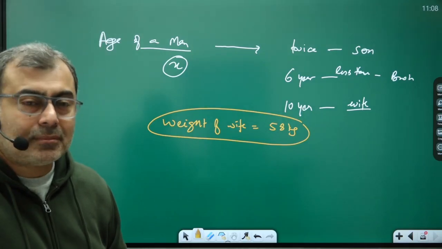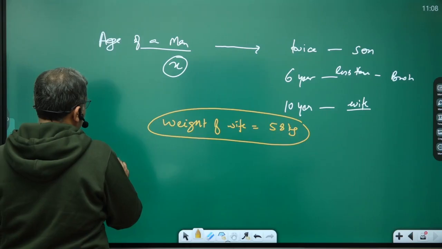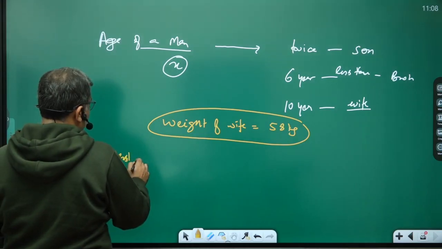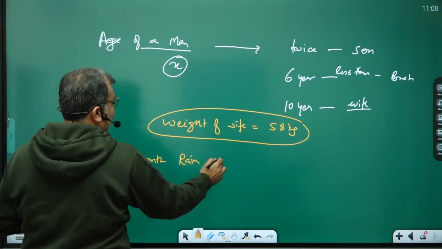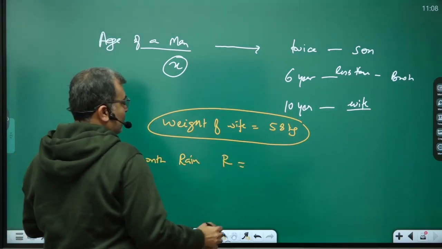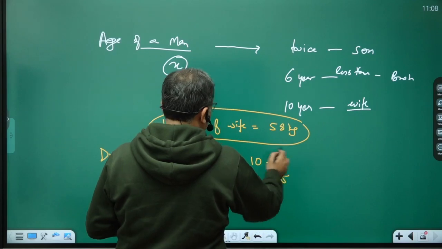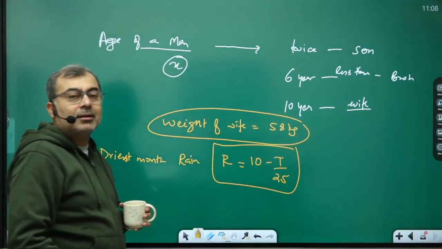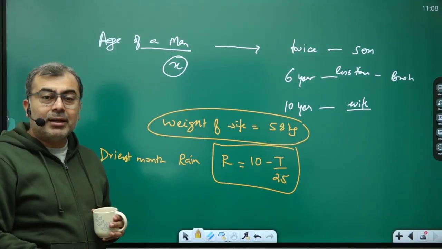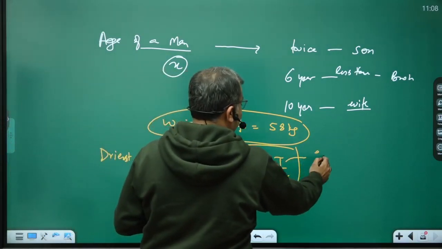Yes. Now you tell me, driest month, rain R is equal to 10 minus T by 25. R in terms of T, rainfall in terms of temperature. Temperature is measured in degrees Celsius.